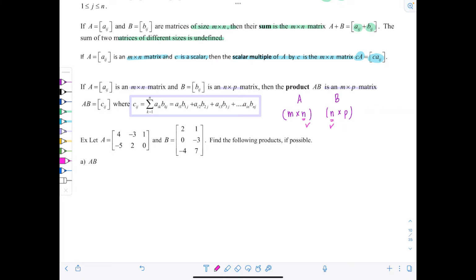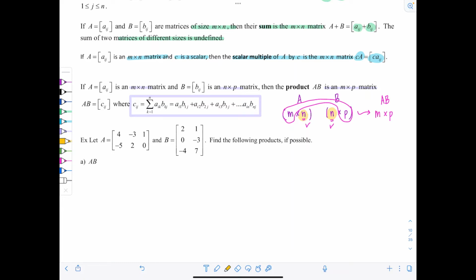And then the size of the product, after you multiply them, the result is going to be an m by p matrix. That's the size of the product, AB. M rows, p columns. Okay? Good. If the number of columns in A is not the same as the number of rows in B, then you can't find the product. Just go, I can't do it, not possible.